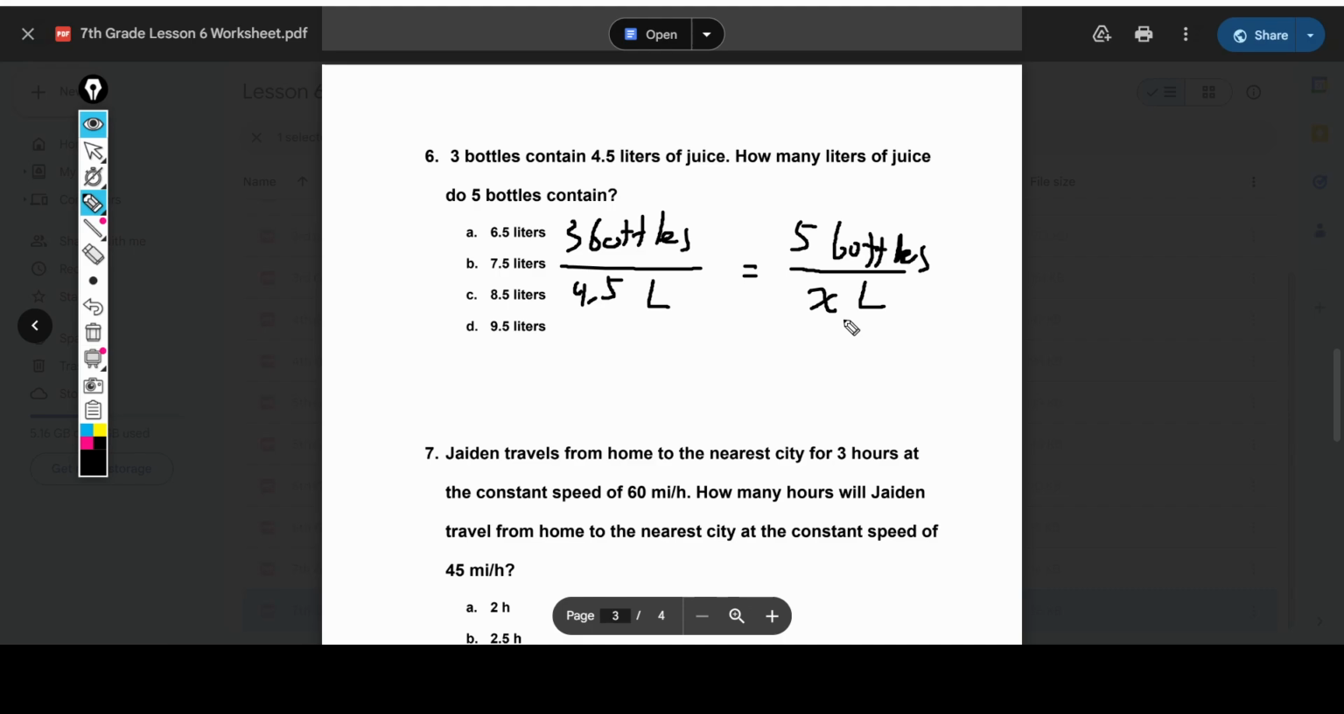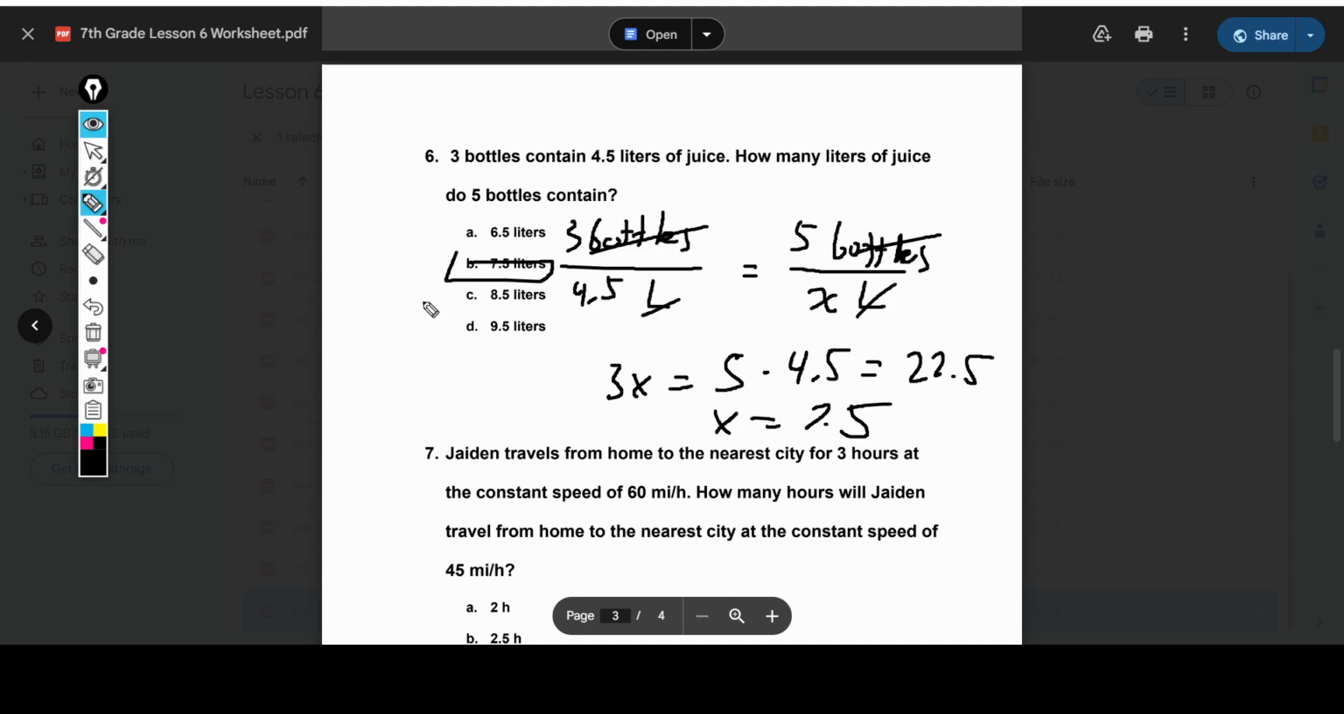And then if you multiply on both sides, I'll just get rid of the units since they're just there to help us not get confused. Now we can cross multiply to get 3x equals 5 times 4.5. 5 times 4.5, that's equal to 22.5. So 3x equals 22.5, and then you divide both sides by 3. 22.5 divided by 3, what is that equal to? Well, it's 7.5. So that is your final answer.